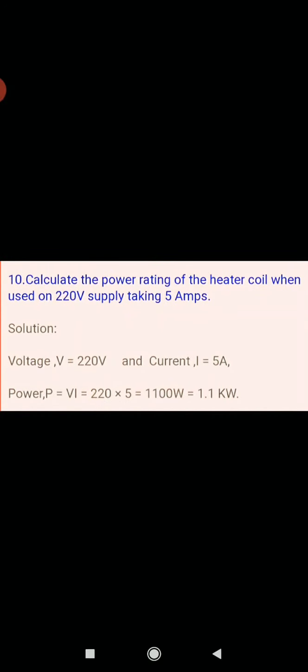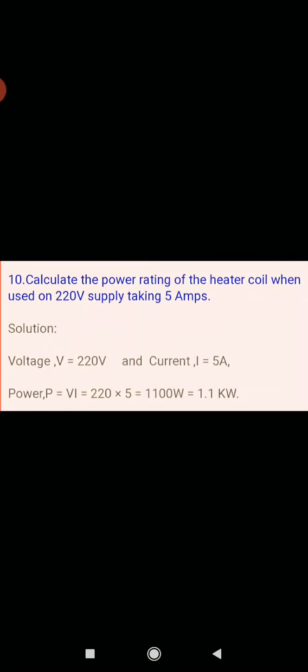Next problem. This problem is about a heater coil. Its potential difference or voltage is given, V is equal to 220 V. And current is given 5 ampere, current I is equal to 5 ampere. We want to find out the power rating of the heater coil. So simply we want to find out power.